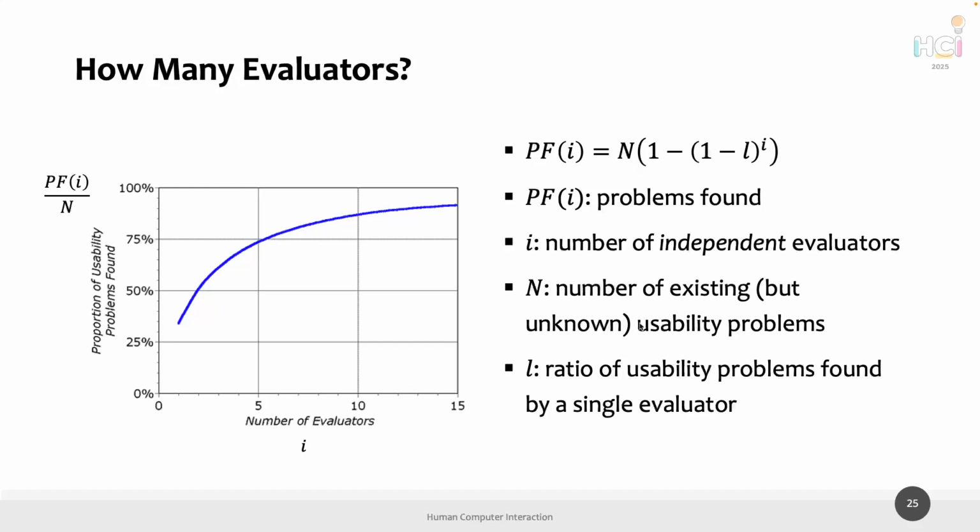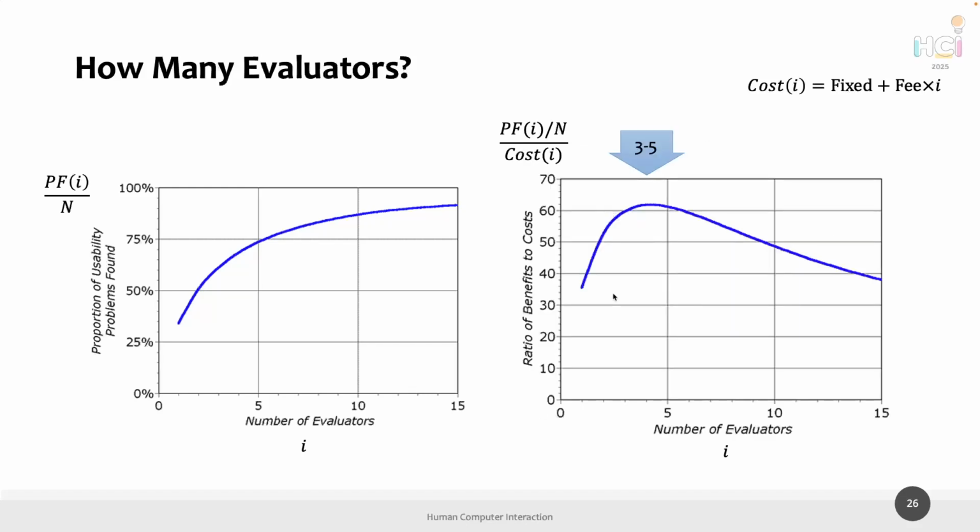And this magic number was confirmed by other analyses. Here you can see the ratio between the problems found and the number of evaluators. It's not linear. After 5 evaluators, this ratio tends to level off, okay? And if you consider the cost of recruiting more experts, you can easily see that the cost increases, and so the advantages of having more than 5 experts decreases, okay? So you gain very little if you add 5 other experts to your evaluation.